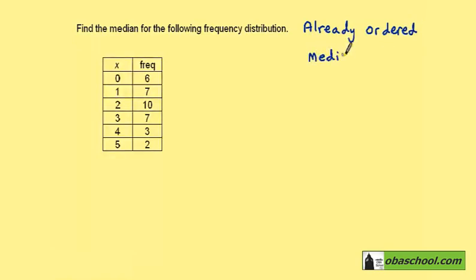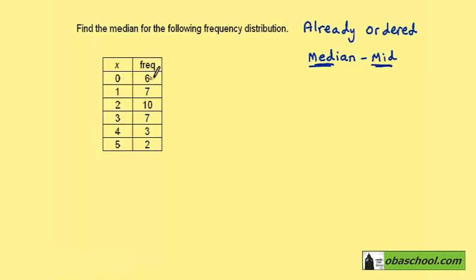Remember now that the median means the middle. Easy to remember, med, mid. Always remember what a frequency distribution means. It means that we have 6 zeros, 7 ones, 10 twos, and so on. In order to find the median, we need to know how many pieces of data we have.